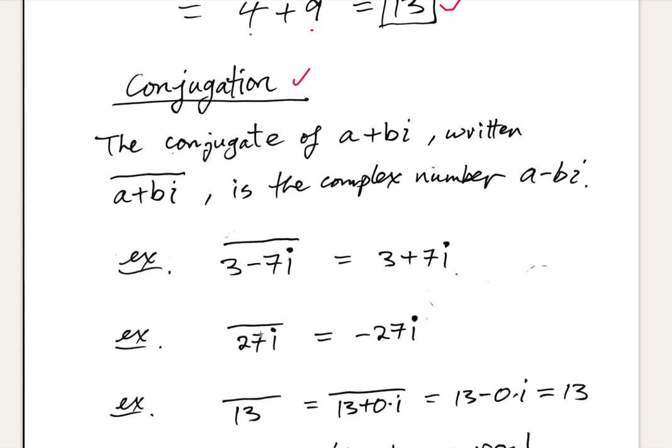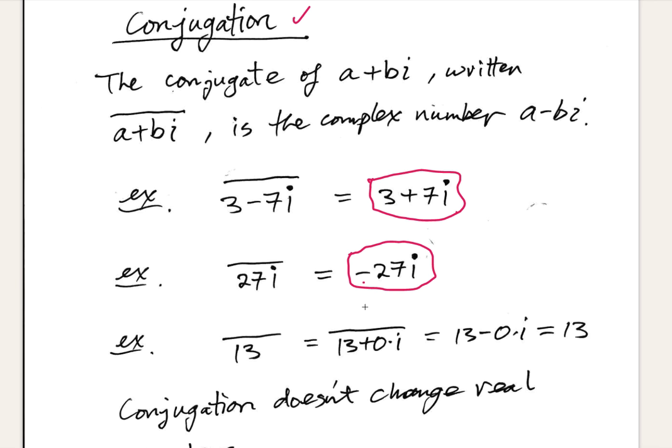Here I've got the conjugate of 27i. Do you see I'm going to change the sign on the imaginary part? The imaginary part is what? The 27 on the 27i. So that becomes negative 27i. I should be boxing in my final answers, huh? Okay, there it is.